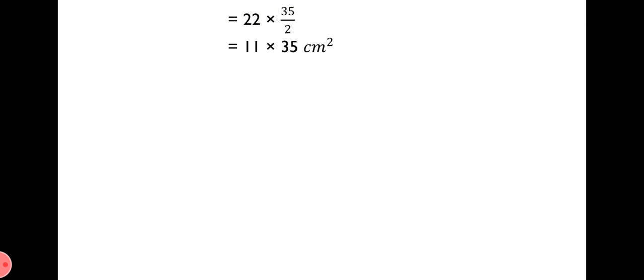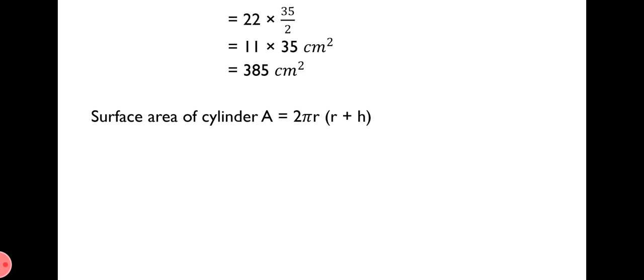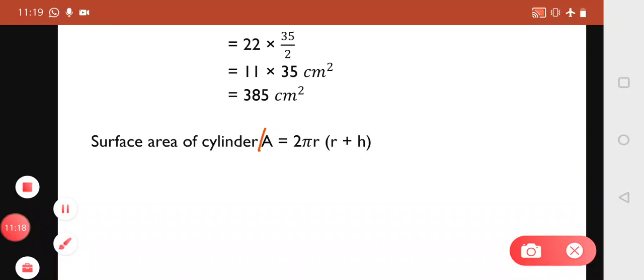Now here we are solving the area, so we will take the unit as square, that is equal to 385 centimeter square. Now let's find the surface area of cylinder B. Therefore surface area of cylinder B. By mistake it is written A. Please cross check and write it B only. That is equal to 2 pi r into r plus h.